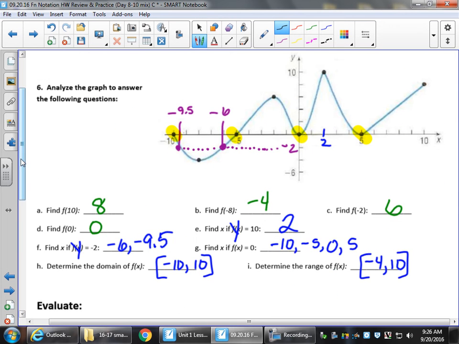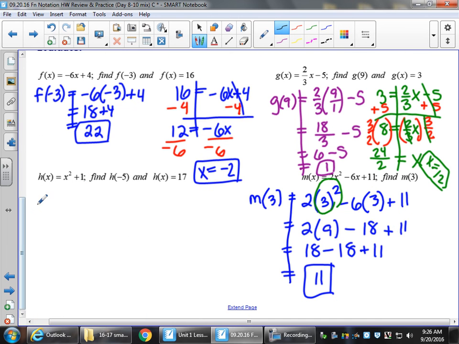Had the graph at the top. For this one, h of negative 5, here's a perfect example. Negative 5 squared plus 1. What's negative 5 squared? That's all positive. Positive 25. Plus 1 equals 26.